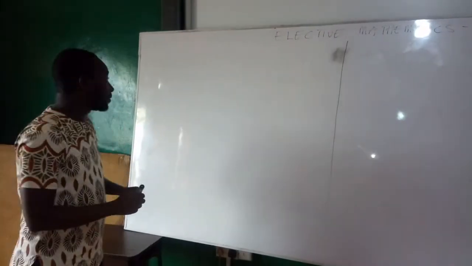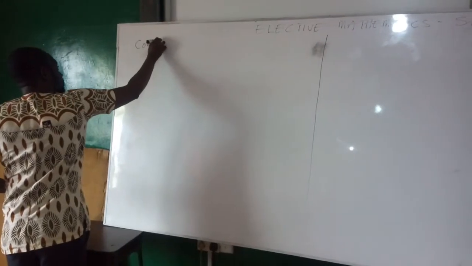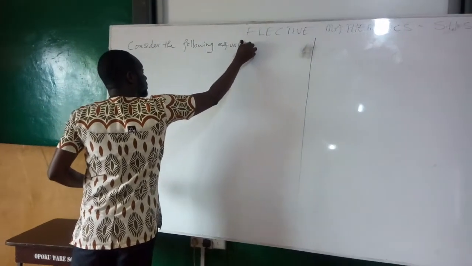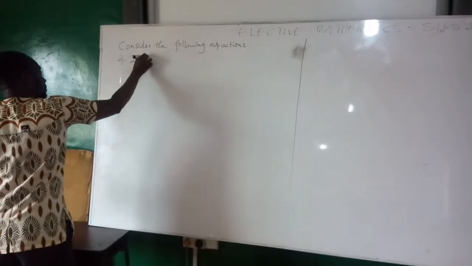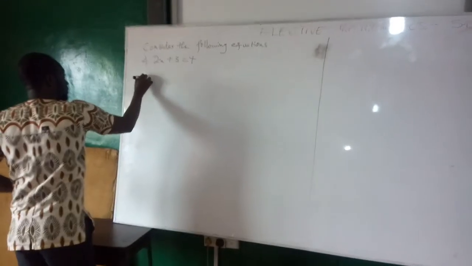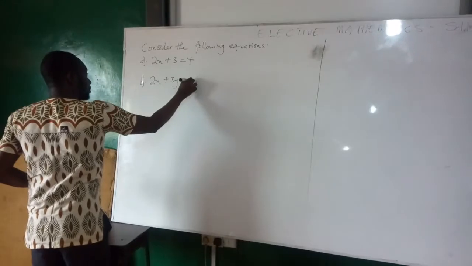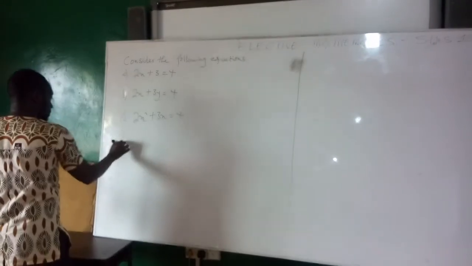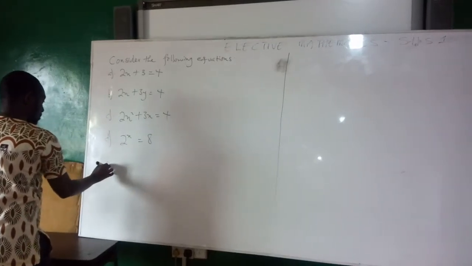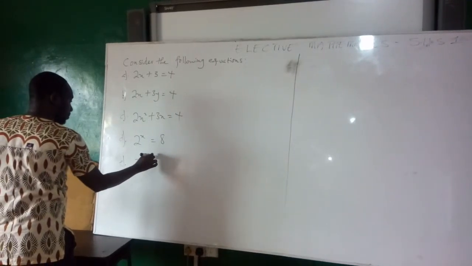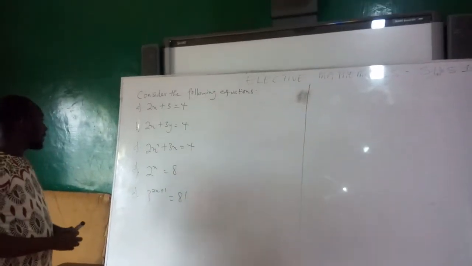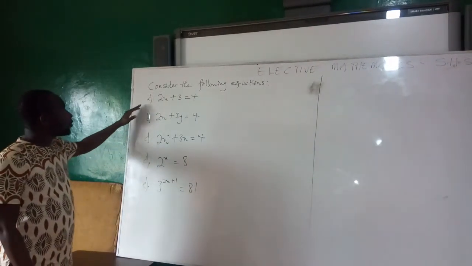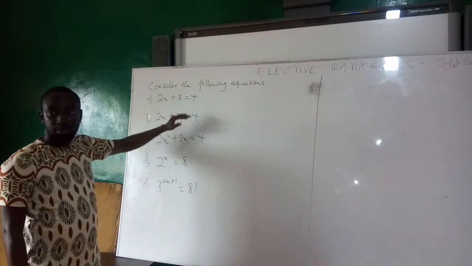Now let's consider the following equations. So let's consider the following five equations on the board. Now the first one, we are going through the five equations. The first one, we have 2x plus 3 equals 4.